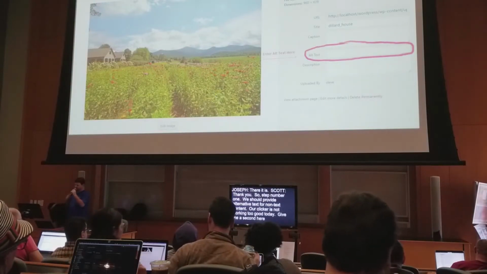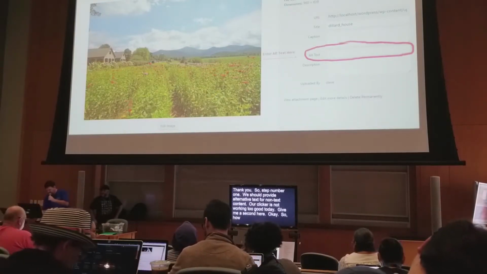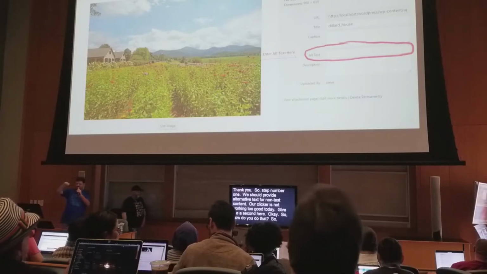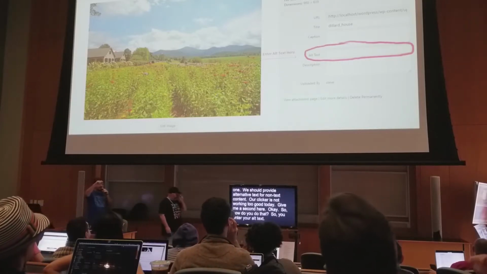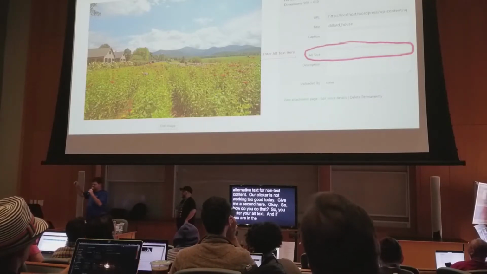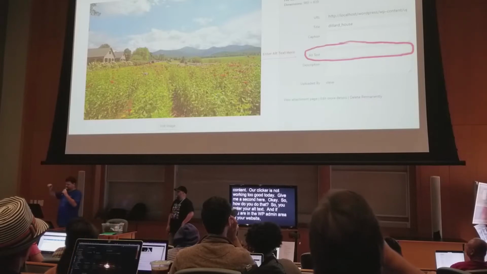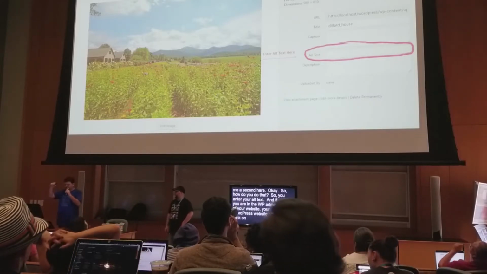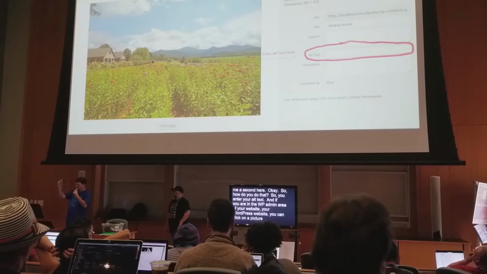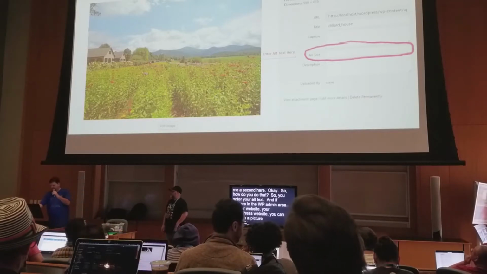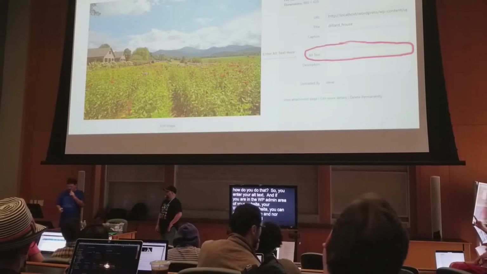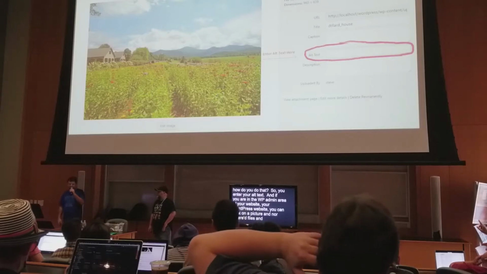Okay, so how do you do that? You enter your alt text, and if you are in the WP admin area of your WordPress website, you can click on a picture in your media files, and up pops the space where you can enter your alt text. Your alt text should be very descriptive.